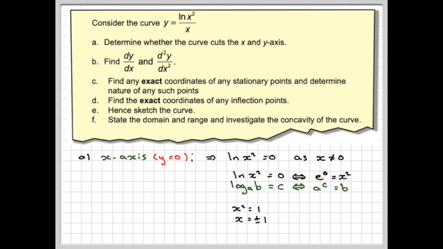Okay, and you need to do it this way because this curve is going to have a domain of all of x, or we've got to consider it for all of x. Obviously it won't be equal to 0. The curve then crosses the x-axis at (-1, 0) and (1, 0).